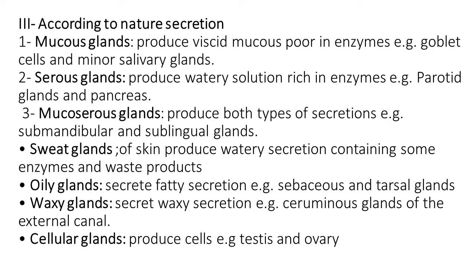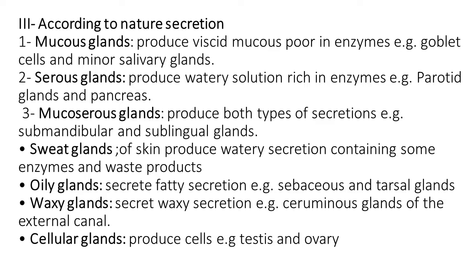Number 1, mucous glands produce mucus, a protein-rich substance, like goblet cells and minor salivary glands. Number 2, serous glands produce a watery solution rich in enzymes, like the pancreas. Number 3, mucoserous glands produce both types of secretions, like the submandibular glands.